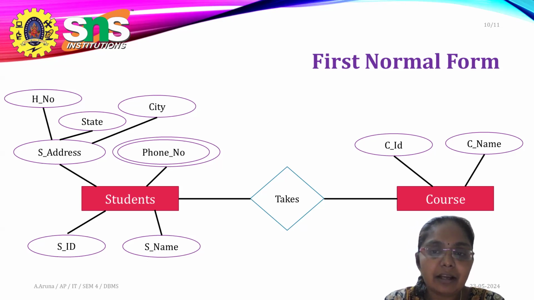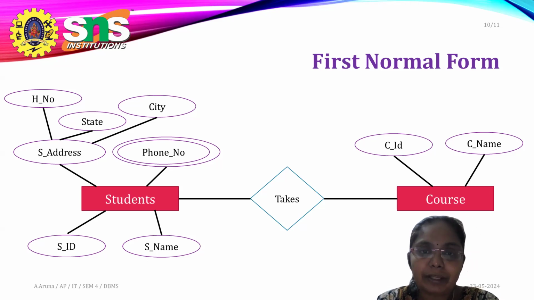So we can say that our first normal form must have atomic values. See here, it must have atomic value. Atomic value is nothing but it must have only a single value, not more than one value, present for a single attribute. That is the meaning of atomic.